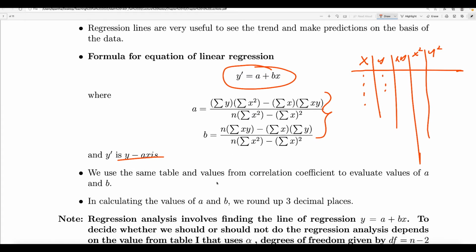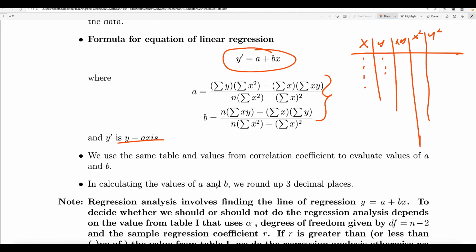We use the same table and values from the correlation coefficient to evaluate the values of a and b. So we get the same table here, and the a and b values are calculated by this formula. Now, b is basically like the r value, right? n times summation xy minus summation x summation y over n times summation x square minus summation x square, but the denominator is different; the numerator is the same as r. In calculating the values of a and b, we round to 3 decimal places.